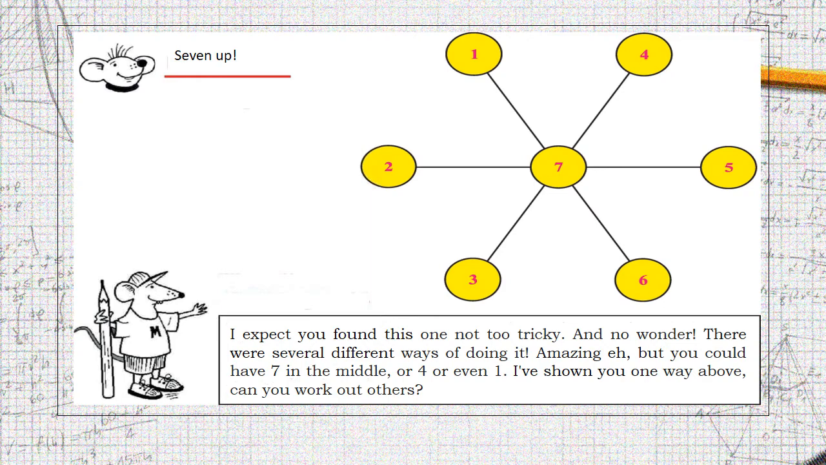Let's see what the mouse has to say. I expect you find this one not too tricky. And no wonder there were several different ways of doing it. Amazing, eh? But you could have 7 in the middle, or 4, or even 1. I have shown you one way above. Can you work out others? So, one way is already given. Next, you can try by keeping 1 in the middle and by keeping 4. So that will be your homework for today. You can do it in your rough book.